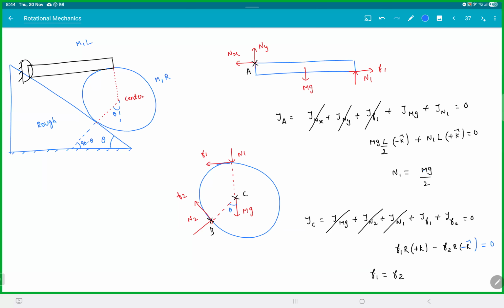So now find torque about B. That should give you F1. And then write a force equation that will give you N2. You got everything. Try. I'll give 2-3 minutes. It's a little brute force calculation. It's a little work.